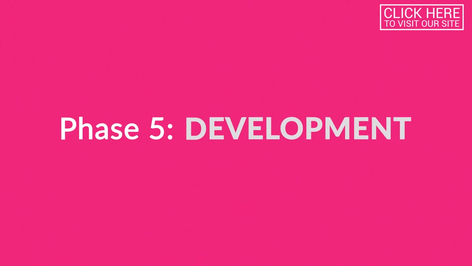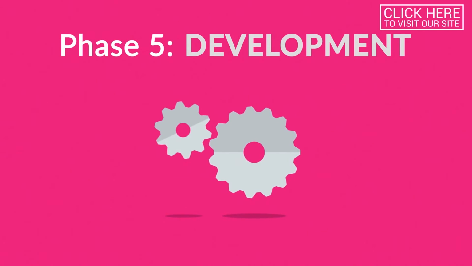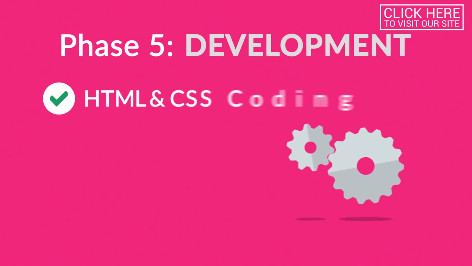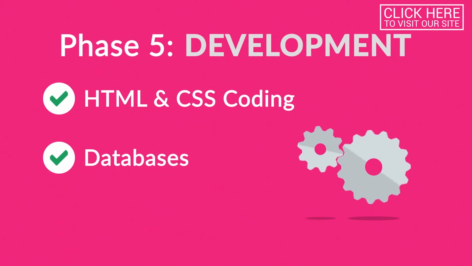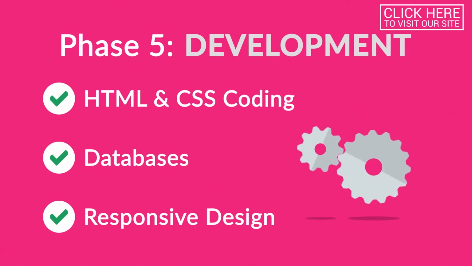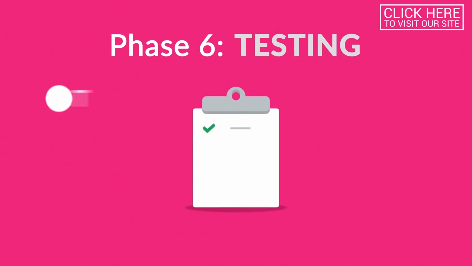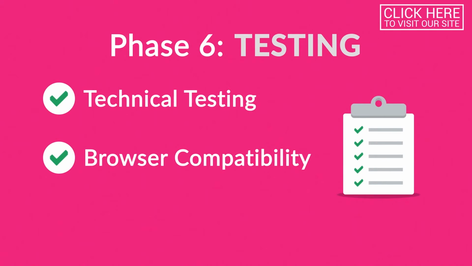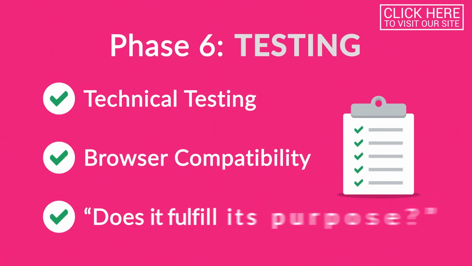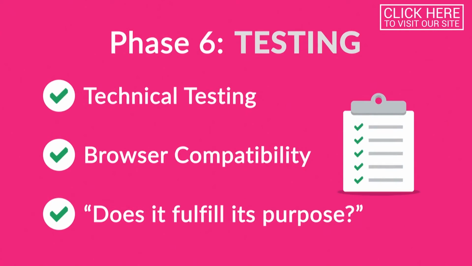Phase 5. Development. Here we actually create the website using hypertext markup language and cascading style sheets, with some help from databases and other technologies as well. If needed, our websites can be made accessible to mobile devices too. Phase 6. Testing. We test all the technical features like code and scripts, compatibility with major browsers, but also we ask ourselves if the website really fulfills its purpose.